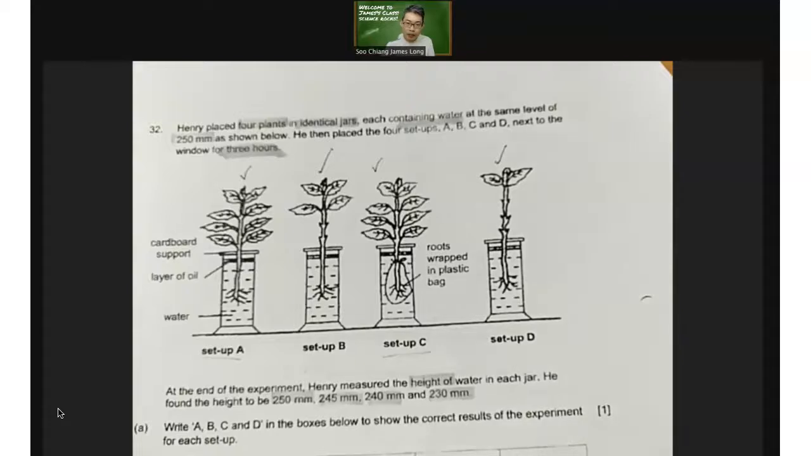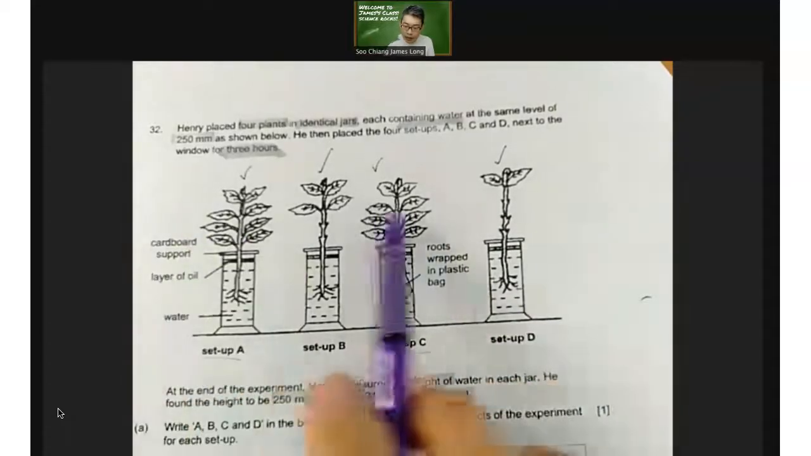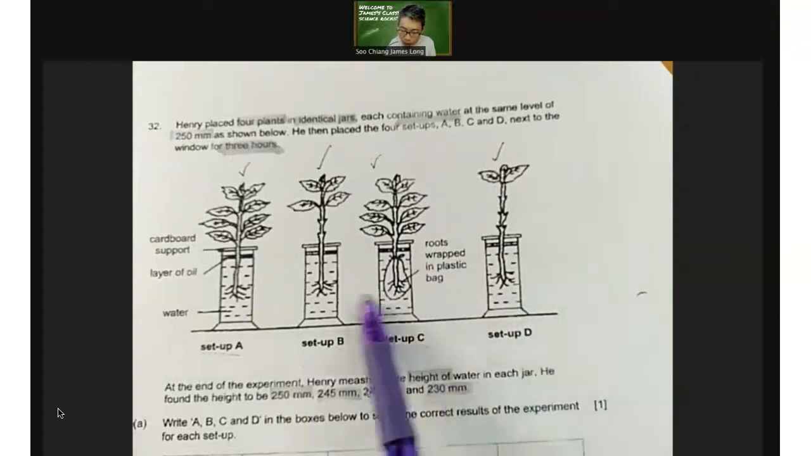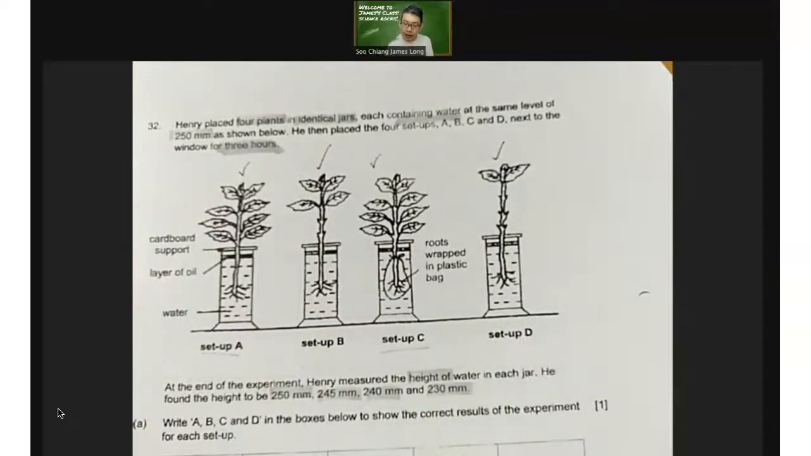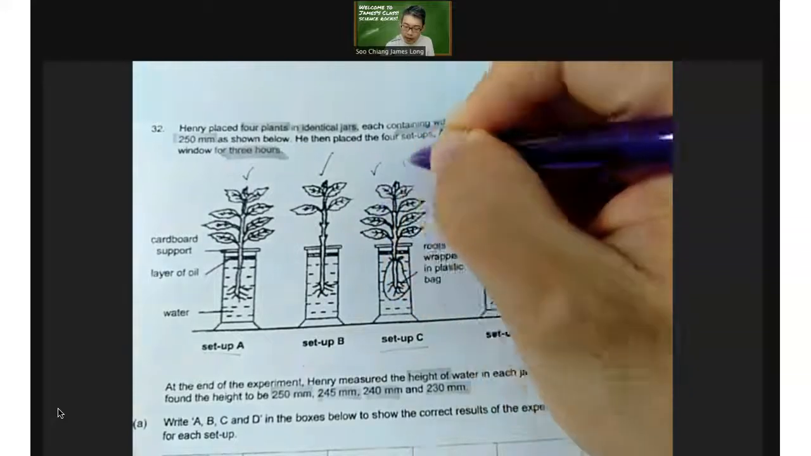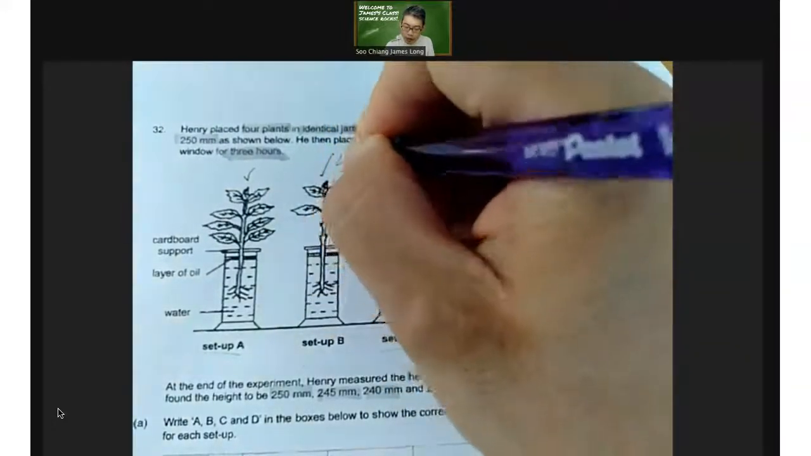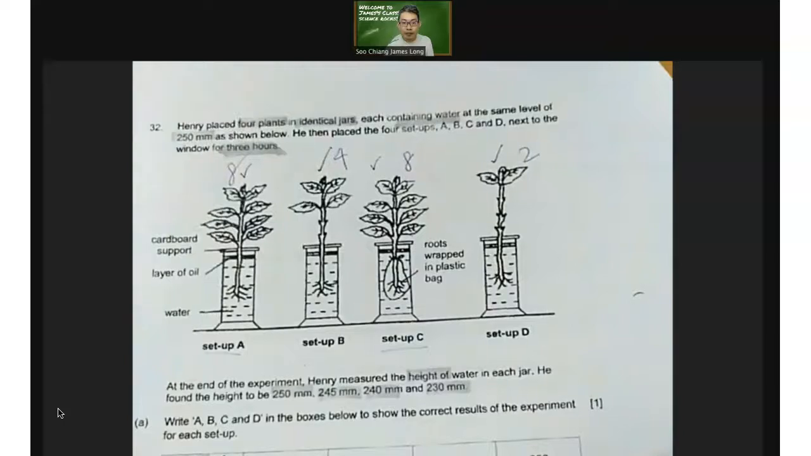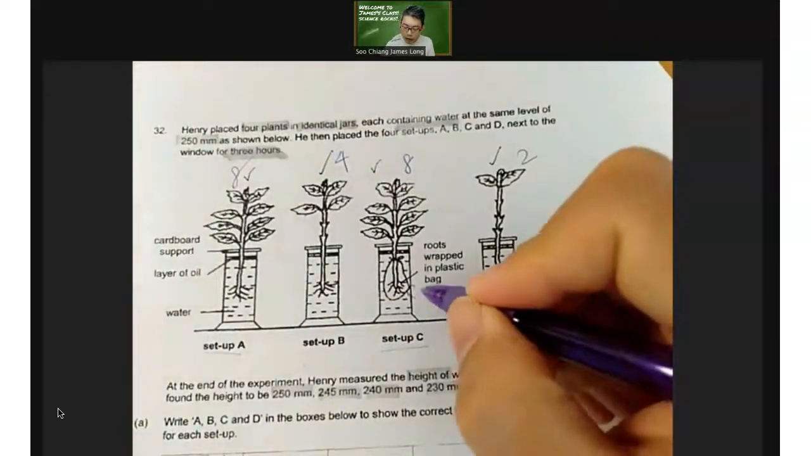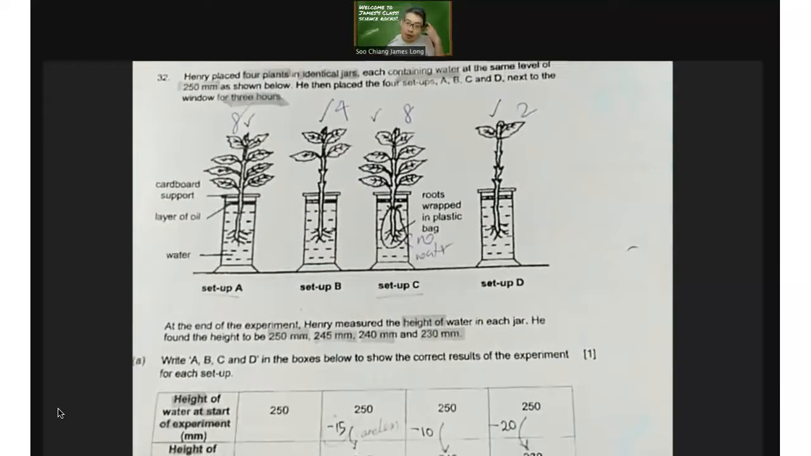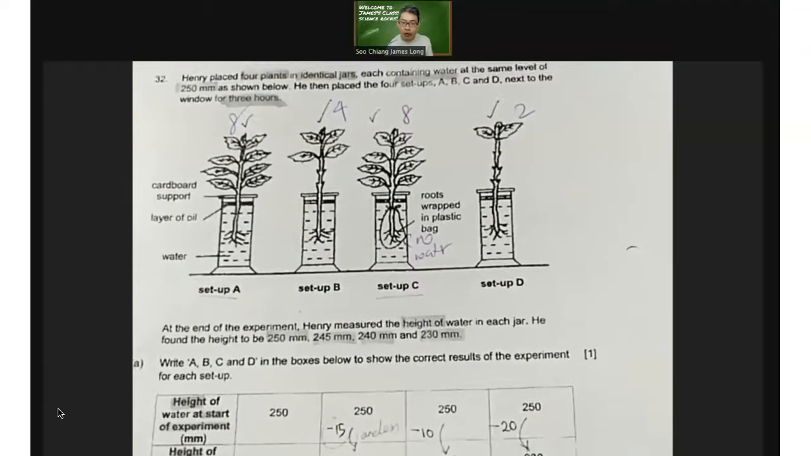Water will be absorbed. Now, are the plants the same kind of plants? The leaf shape looks like the same kind of leaf shape, and the roots look like the same kind of roots. The difference here is the leaves: 8 leaves, 4 leaves, 8 leaves. And here, no water, so the roots cannot absorb any water in this case. At the end of the experiment, Henry measured the height of the water in each jar.